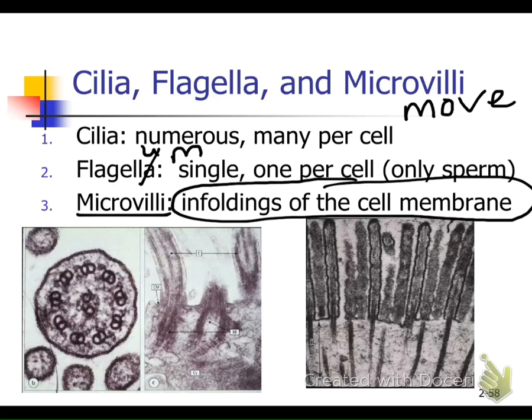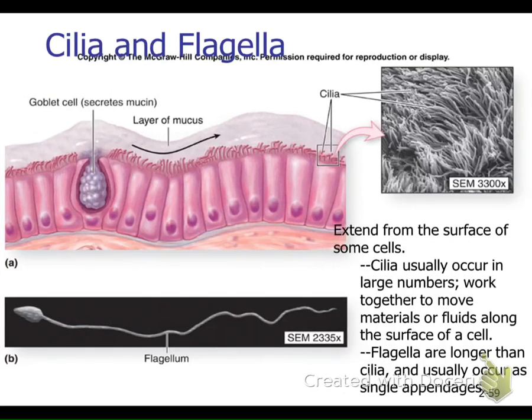You're never going to see these on the same cell. So cilia and microvilli are not on sperm. A cell that has cilia would not also have microvilli. They're going to be one or the other or none of them at all. So just to show a picture of this, on the bottom, there's the head of the sperm, and here's the long flagellum on the bottom.